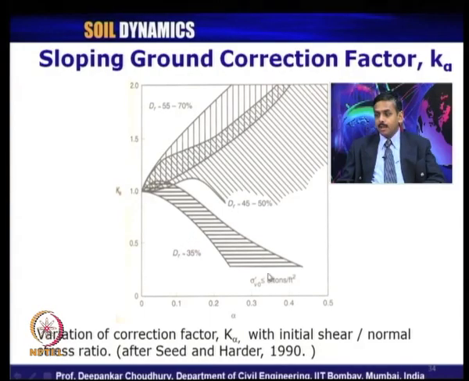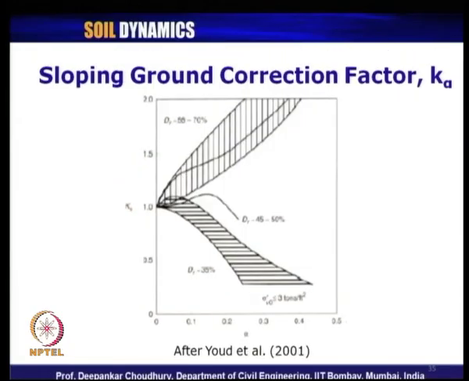The ranges have been given and it depends on whether your effective vertical stress is within 3 tons per square feet, that is 3 atmospheric pressure, then it is applied. Otherwise, you need not apply this sloping ground correction factor. So, the same curve has been reproduced by Youd et al. in 2001. And obviously, if you do not have any sloping ground, if it is a horizontal ground, alpha will be 0, you do not have to incorporate any value of K alpha, it will be 1 always as expected.